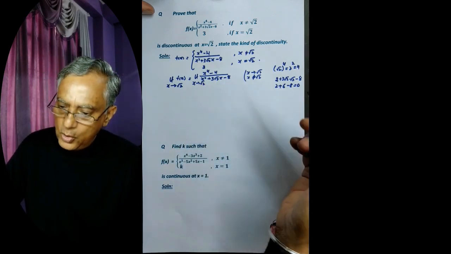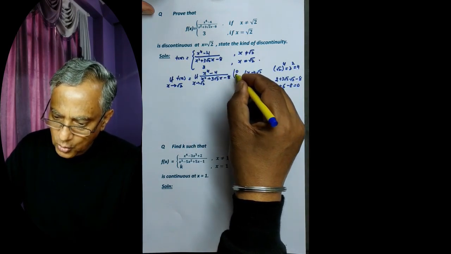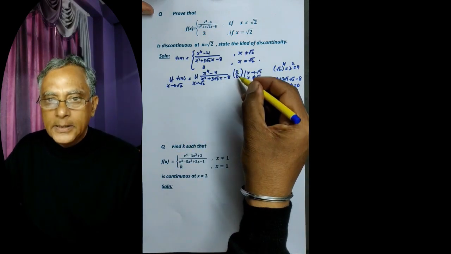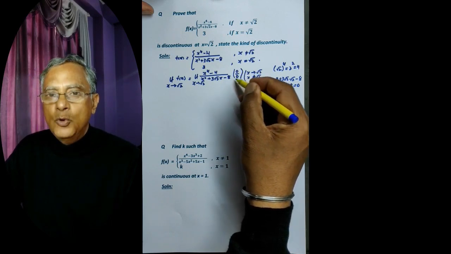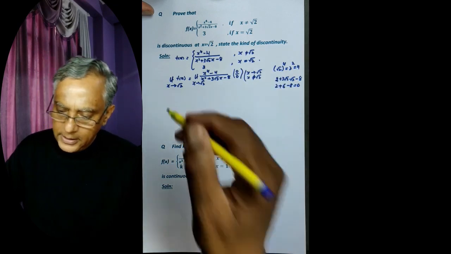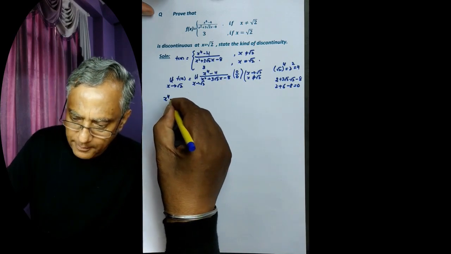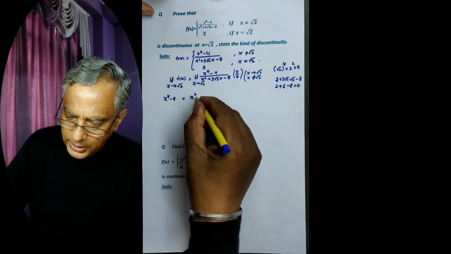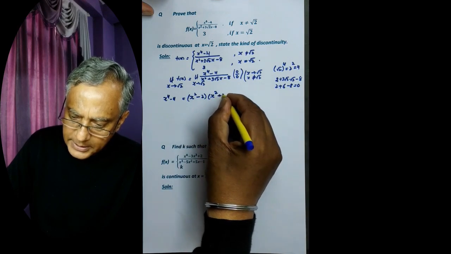And what we notice is this is in the form 0 by 0, which is indeterminate. That is, the question is not yet solved. We must remove this indeterminate form. 0 by 0 is indeterminate. So what we do is we write x^4 minus 4 is equal to (x square minus 2) into (x square plus 2).